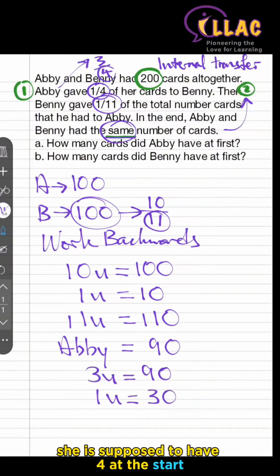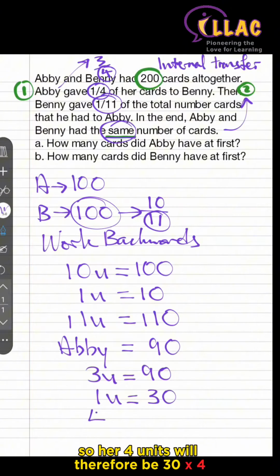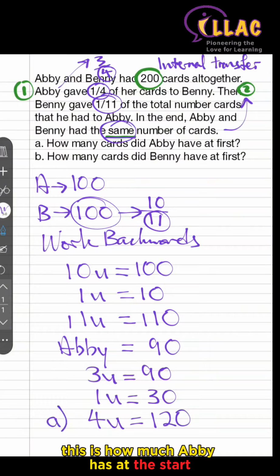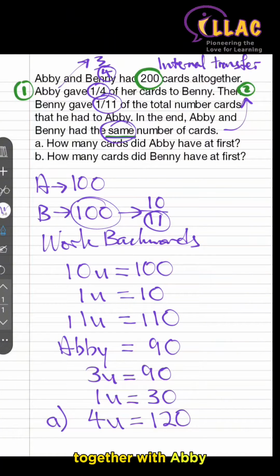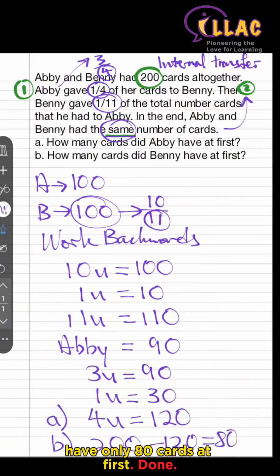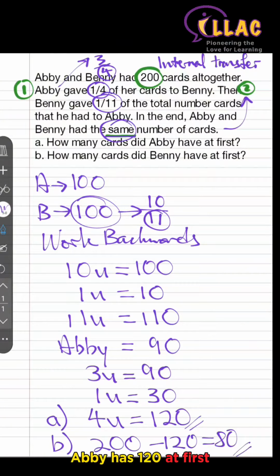She is supposed to have 4 at the start. So her 4 units will therefore be 30 times 4, which is 120. This is how much Abby has at the start. Given that Benny is supposed to have 200 together with Abby, Benny will therefore at the start have only 80 cards at first. Done. So the final answer is part A. Abby has 120 at first and Benny has 80 at first.